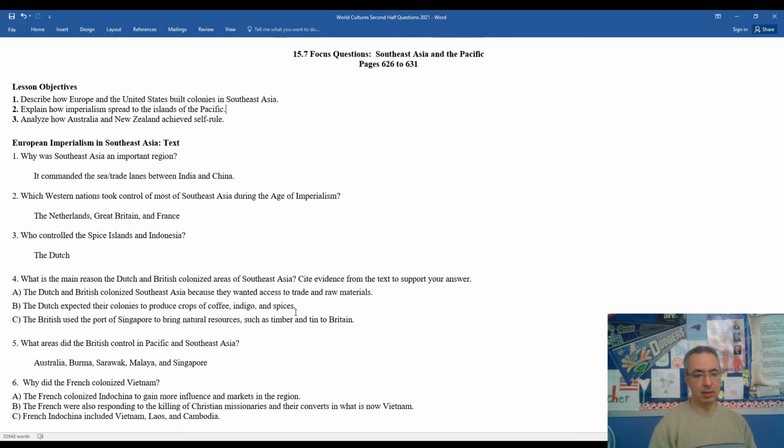2, which Western nations took control of much of Southeast Asia during the age of imperialism? The Dutch of the Netherlands, Great Britain, and France.